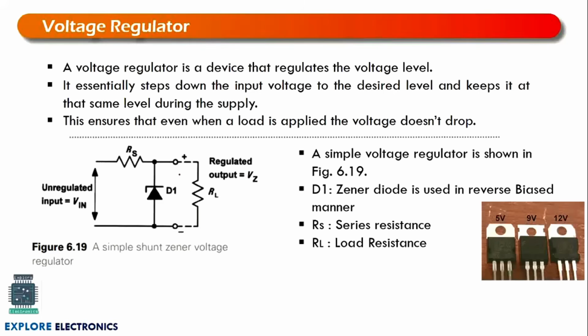The Zener diode is the heart of the circuit here. This Zener diode will be connected in the reverse biased fashion, and RS and RL are the resistances. RS is connected in series, so it is called the series resistance, to limit the current to the Zener diode, and this is the load resistance.